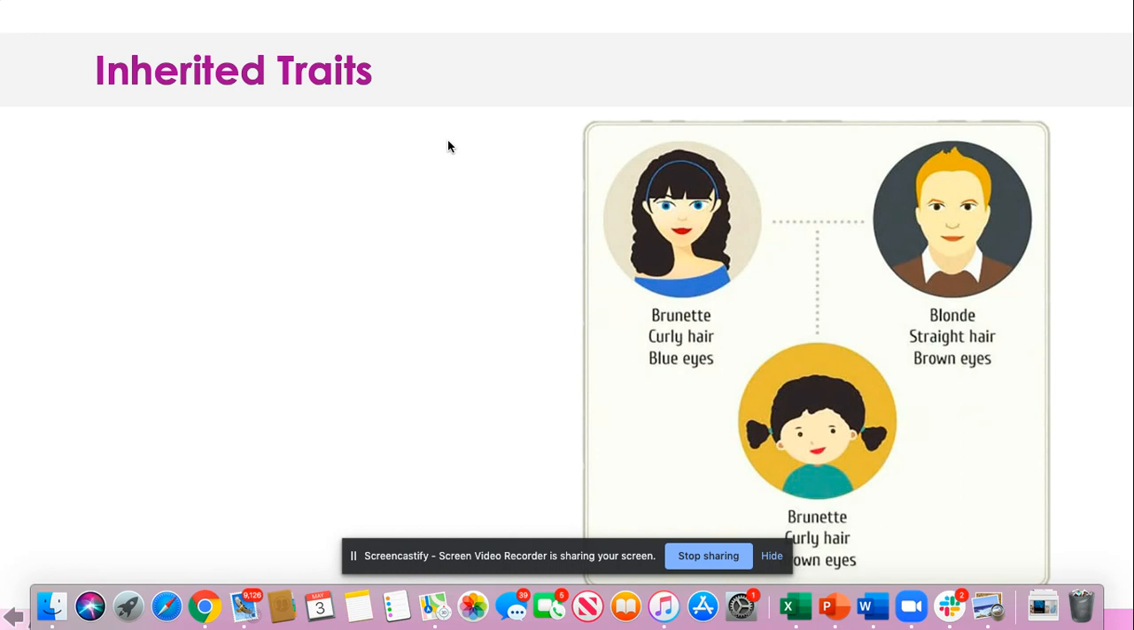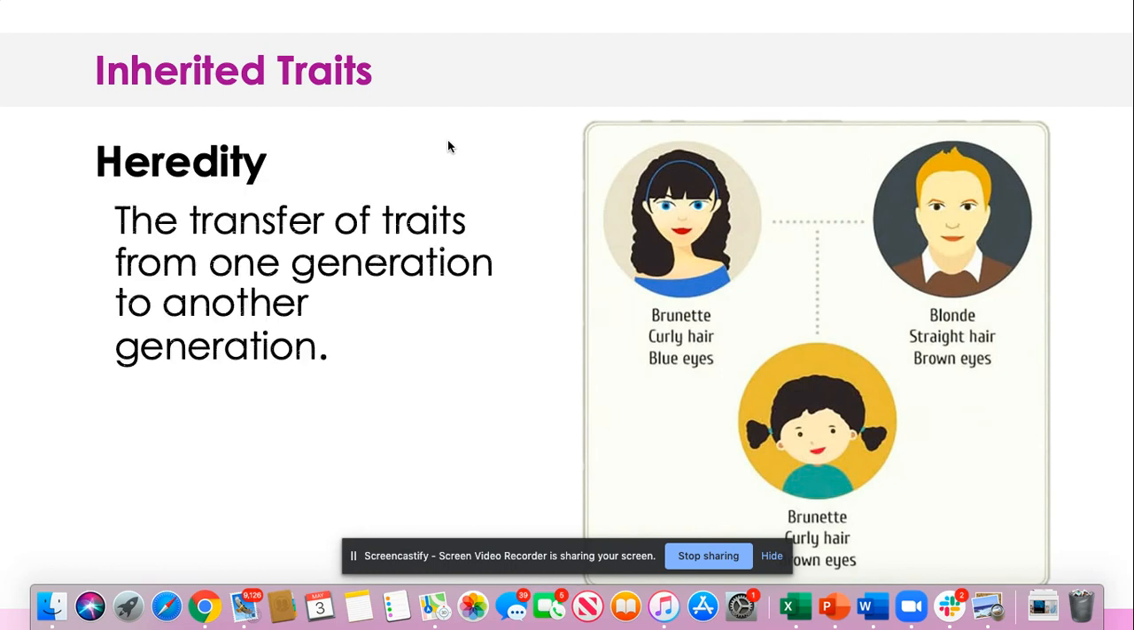Have you ever wondered why you look like you look? Have you ever wondered why you may look more like your mom versus your dad, or maybe more like your mom's side of the family versus your dad's side of the family? Well, these things are called inherited traits. So let's just talk about heredity.